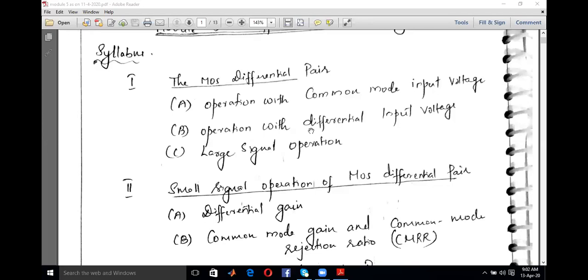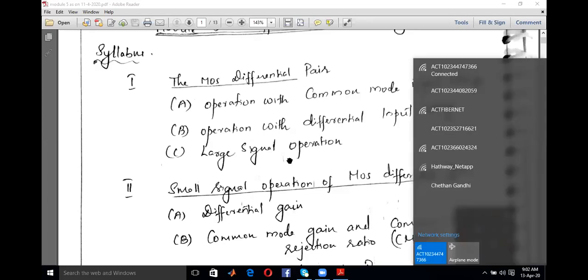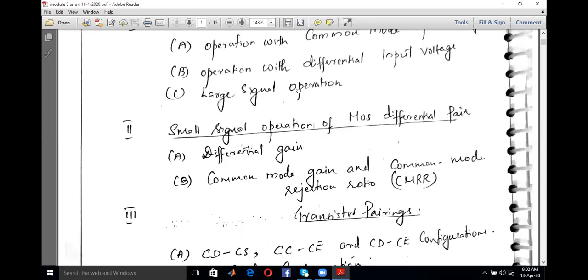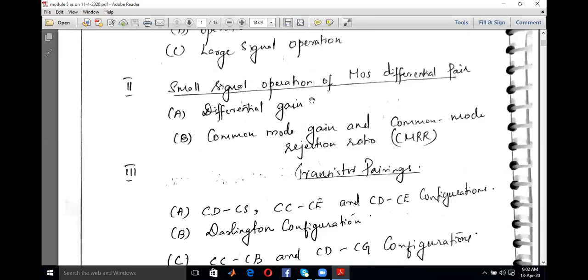We should take care while giving the input that it lies within a specified range, so that the amplifier will work properly in the common mode range or in the differential mode range. There is some criteria to give the inputs so that the amplifier will work in the corresponding mode of operation. Then we will deal with the large signal operation, where we derive some characteristic features of this amplifier, and afterwards we'll move to the small signal operation.